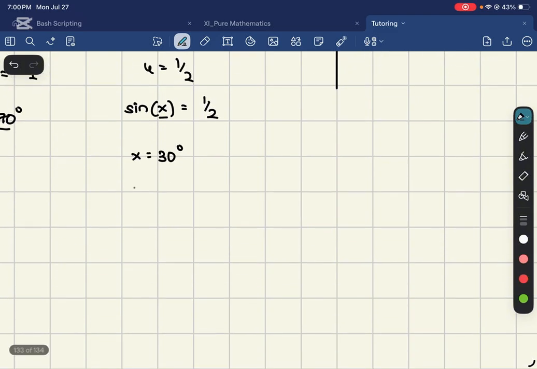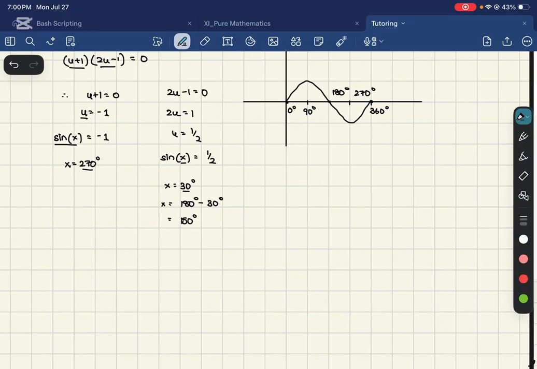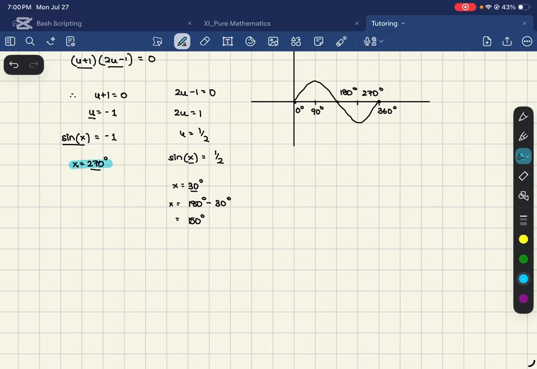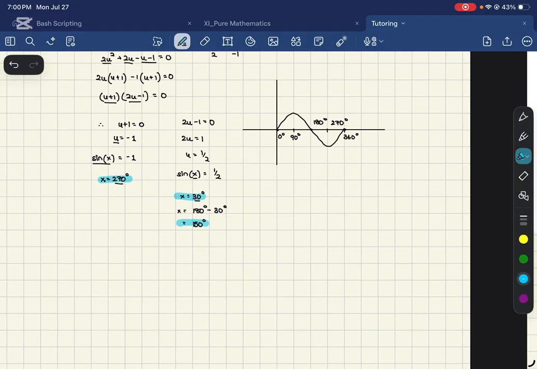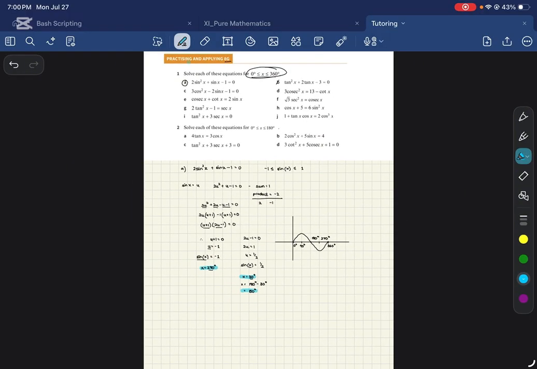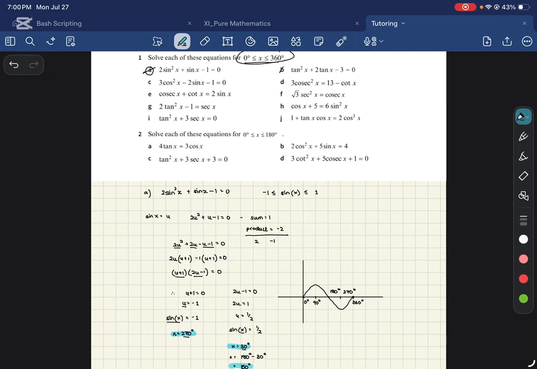And I know my second quadrant answer, right? If I have an acute angle and sine is positive in the first and the second quadrant, I can get my second quadrant answer by just subtracting 30 from 180. So that gives me 150 degrees. So my three solutions are 270 degrees, 30 degrees, and 150 degrees. All right. So those are my three solutions, 30, 150, and 270. Okay, and we are done with question 1. In question 2, you can solve it in exactly the same way. All right.